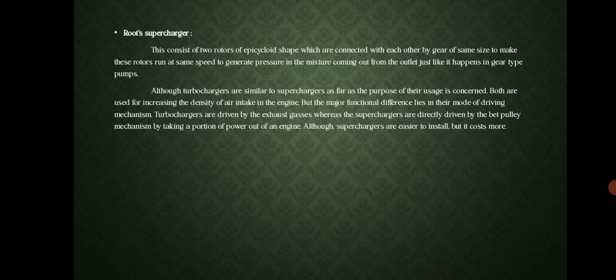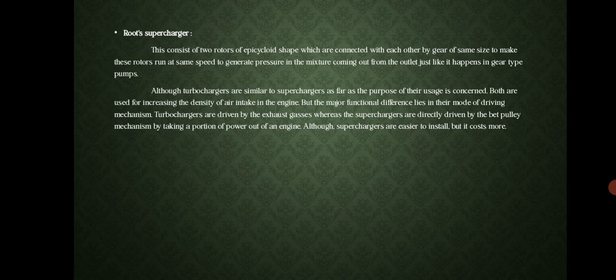Although turbochargers are similar to superchargers as far as the purpose of their usage is concerned, both being used for increasing the density of air intake in the engine, the major functional difference lies in their mode of driving mechanism. Turbochargers are driven by the exhaust gases, whereas superchargers are directly driven by a belt pulley mechanism, taking a portion of power out of the engine. Although superchargers are easier to install, their cost is more.